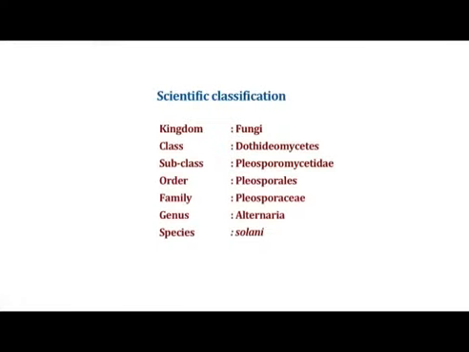Now coming to the scientific classification of this pathogen. Kingdom is fungi, class Dothideomycetes, subclass Pleosporomycetidae, order Pleosporales, family Pleosporaceae, genus Alternaria, and species is solani. Next is the character of the pathogen.